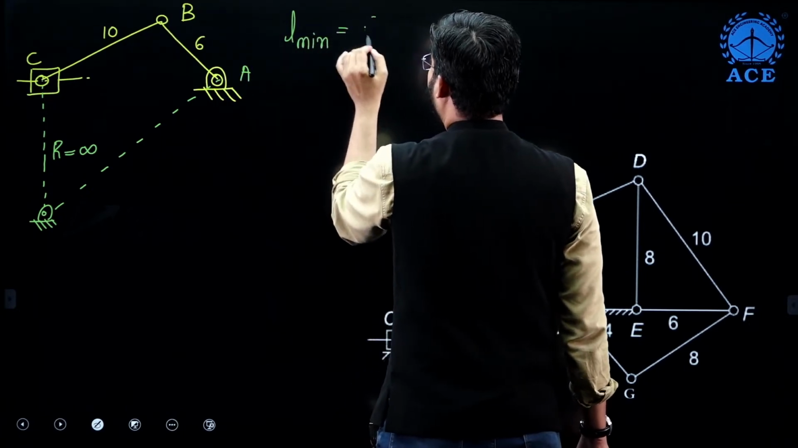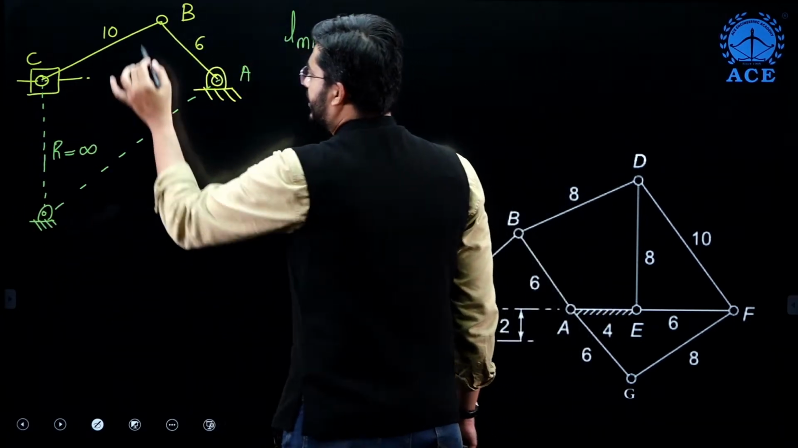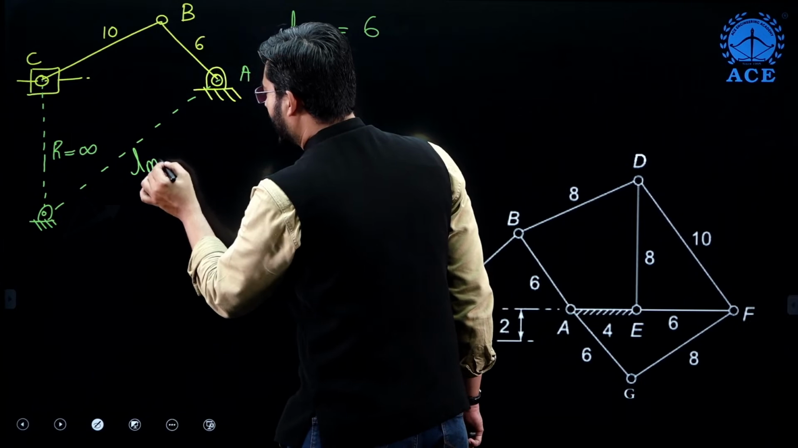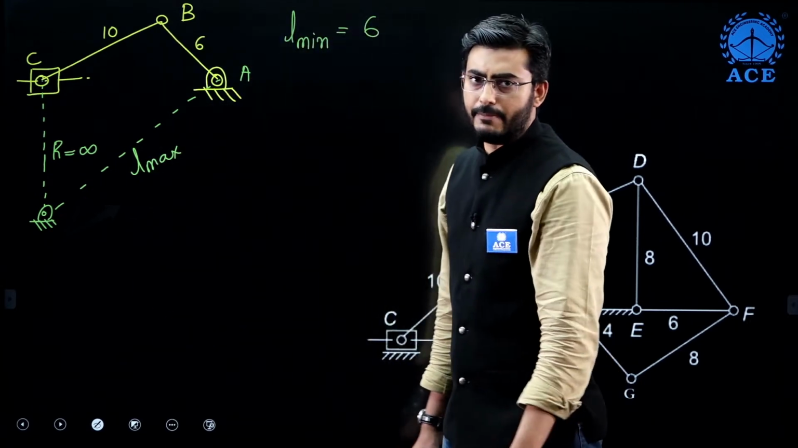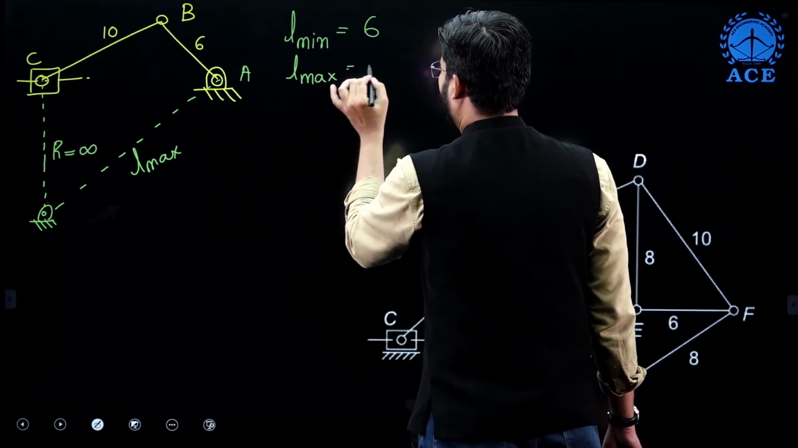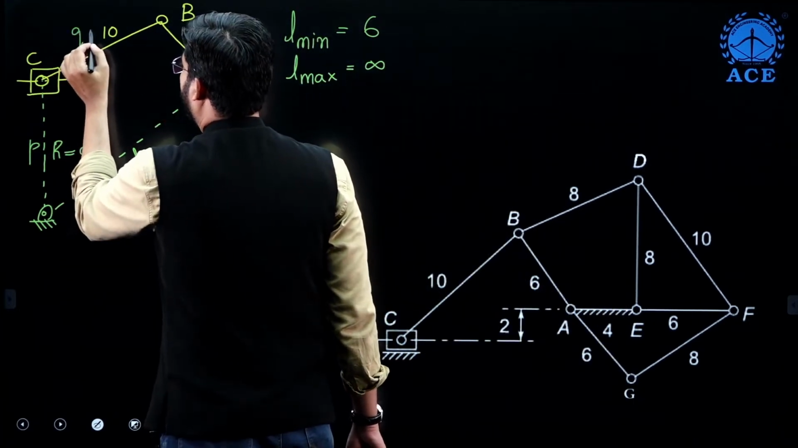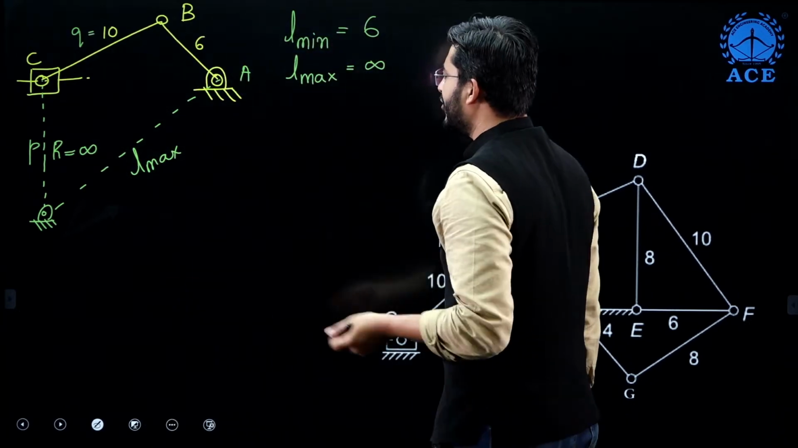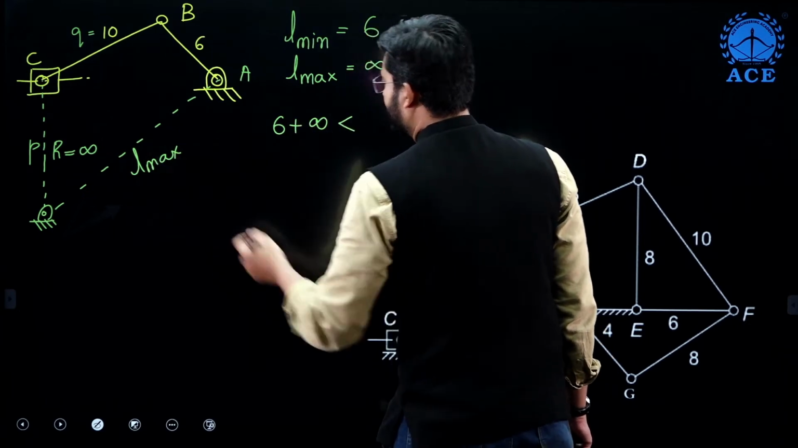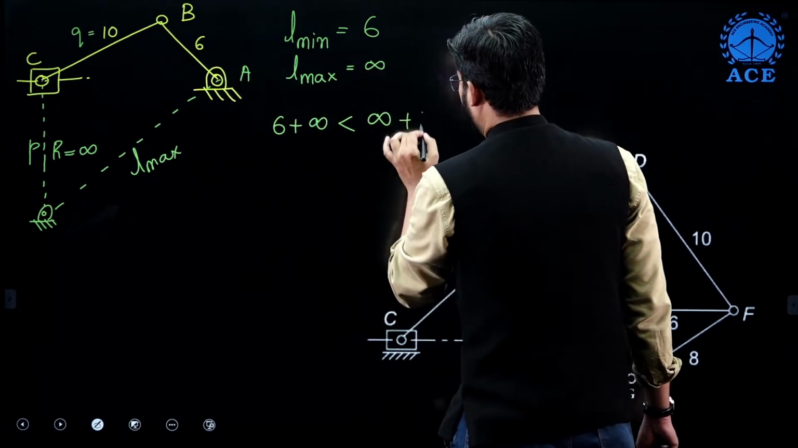Now from here it is evident that AB is L minimum, that is equal to 6, and this is infinite, this is 10, and by the measurement itself we can say that this could be L maximum. L minimum and L maximum, where L maximum is infinite, a larger value. This could be taken as P, and this could be taken as the other link Q. Now if we apply the law, we get 6 plus infinite is less than infinite plus 10.